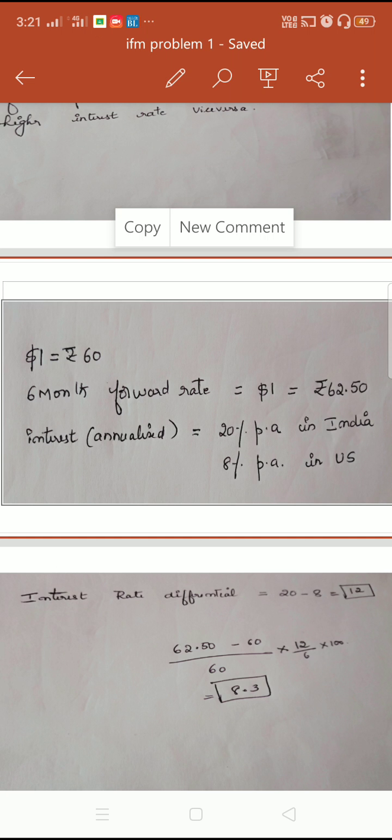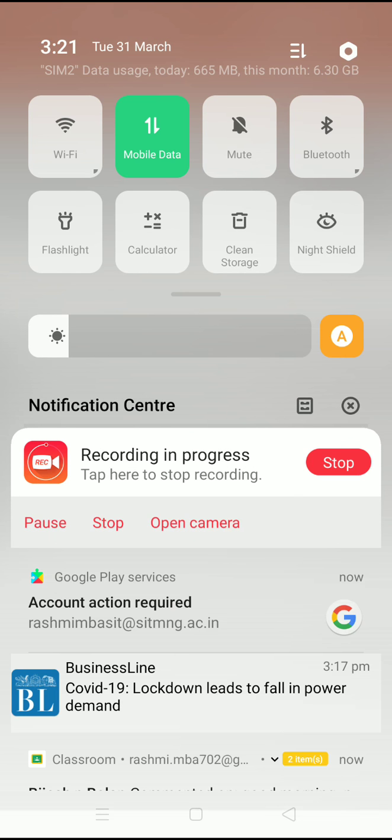So write the conclusion as: since the interest rate differential is greater than the forward premium or discount, we should invest in India. If you want to invest in India, from where should you borrow? There are only two countries, so you should borrow from US and invest in India. Once again, go through this concept. I will continue this problem in the next class because there is a continuation for this. Thank you.